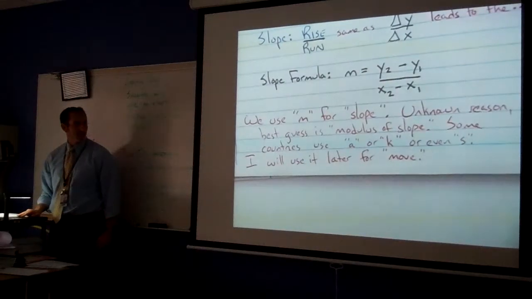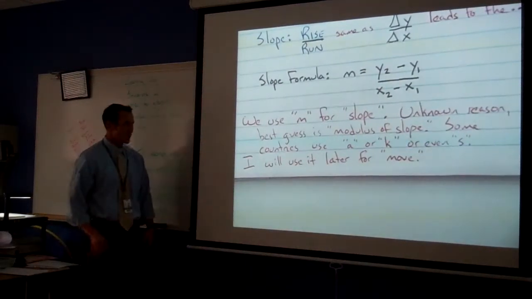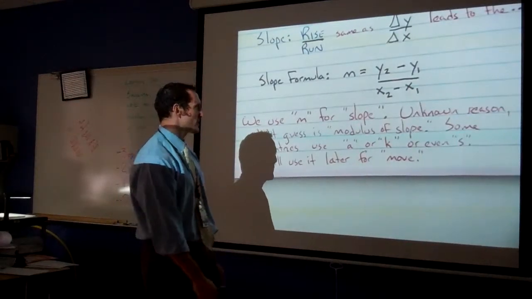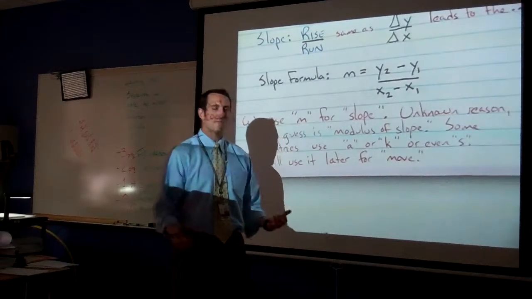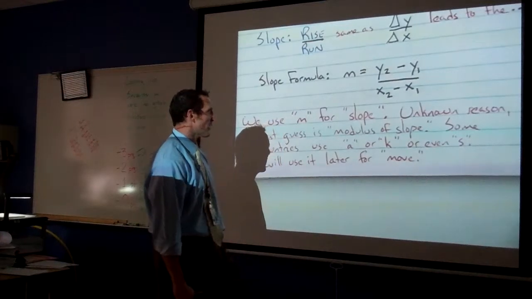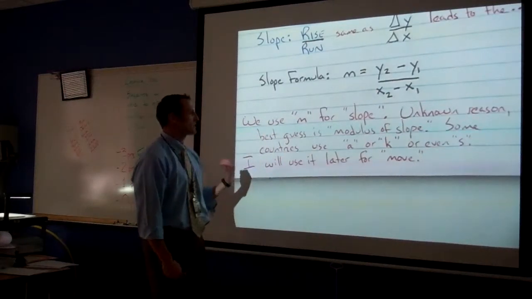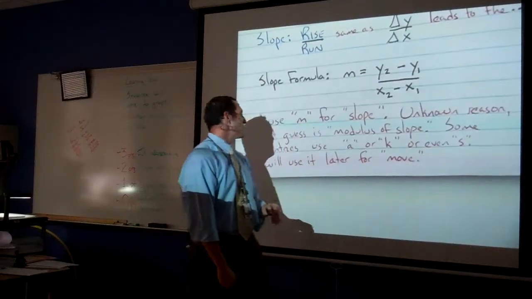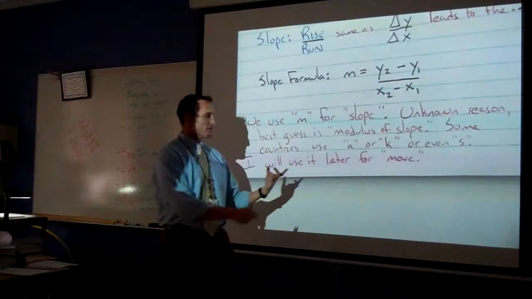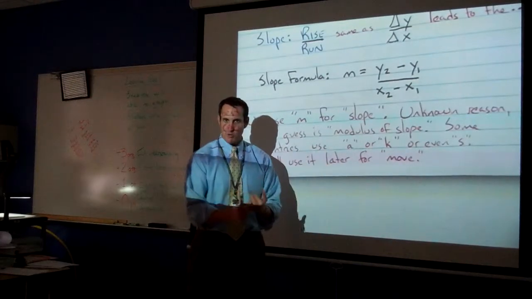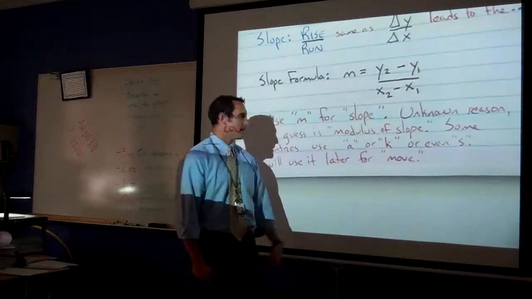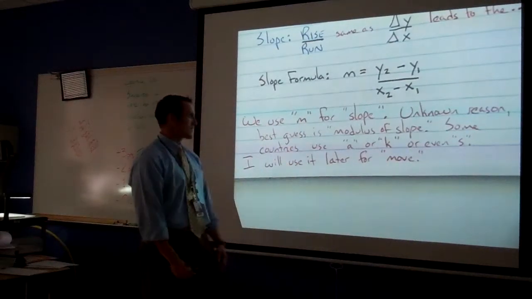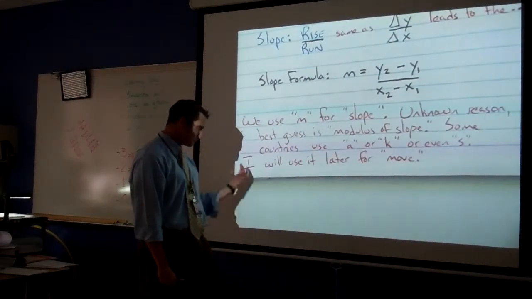Now here's the little blurb. I've done a little bit of research. We use m to represent slope. M is the letter for slope. Where does that come from? It's highly debated. We don't know where. It's an unknown reason. Some of the best guesses are that the m stands for what's called modulus of slope. Some countries actually use the letter A in alphabetical order, or K for a constant. Some countries use S for slope, but here in the United States we use the letter M.